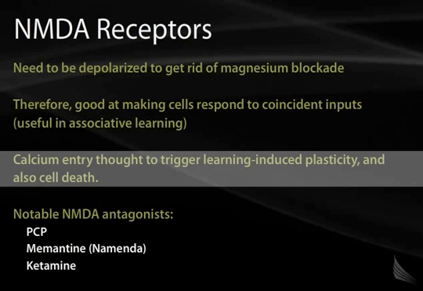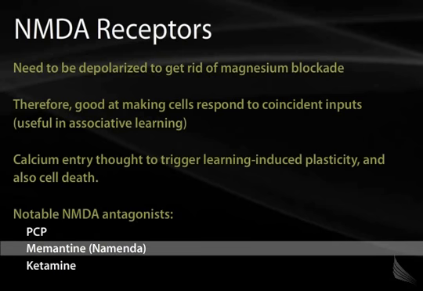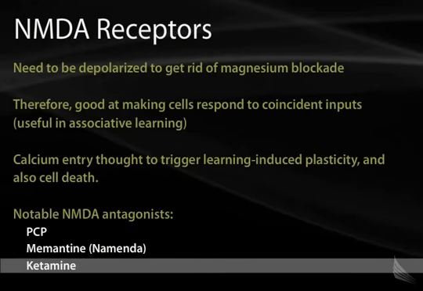NMDA receptors have been targets for multiple drugs, both in clinical use as well as drugs of abuse. So PCP is a notable NMDA antagonist. Namenda, or memantine, a drug used to treat Alzheimer's disease, is also an NMDA antagonist. And ketamine, a drug used during anesthesia, is another NMDA antagonist.